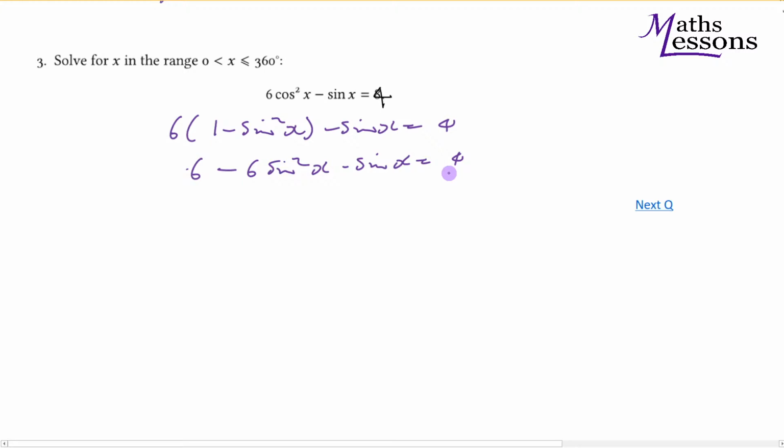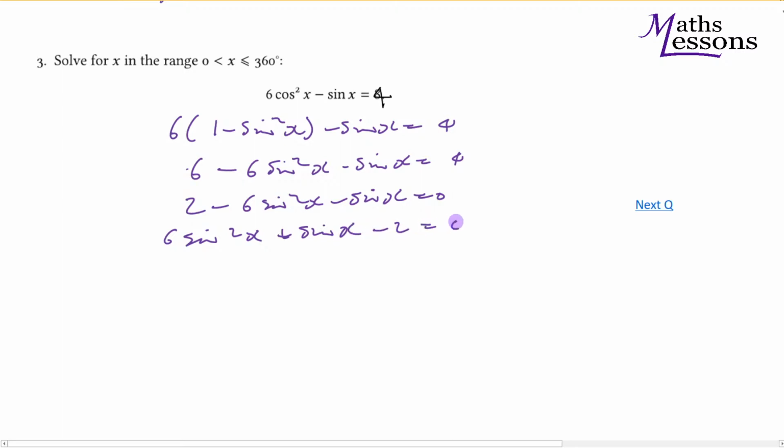So what do we get? No, I don't. Sorry, I'm just trying to do 2 steps at once. Let's just bring the 4 to this side. So I'm going to get 2 minus 6 sine squared x minus sine x equals 0. Change the sign of everything to get 6 sine squared, just because I find it easier to factorise like that, and I'm sure many of you will do too.